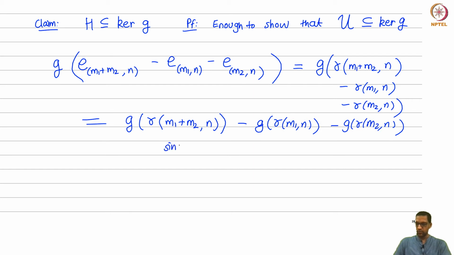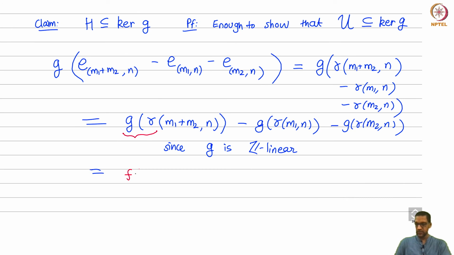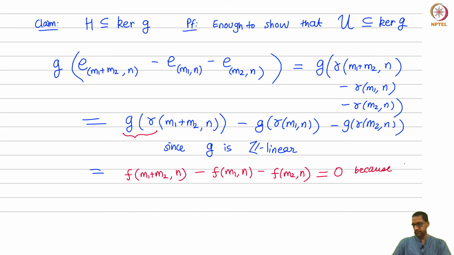Since G is a group homomorphism, since G is Z linear. But now observe G composition gamma, which is what I have here. This is exactly F. That was the defining property of G, right? It makes this diagram commute. So G composition gamma was F. So I will replace all the G gammas by F's. So this is nothing but F of M1 plus M2 comma N. But then that's 0 because F was bilinear.